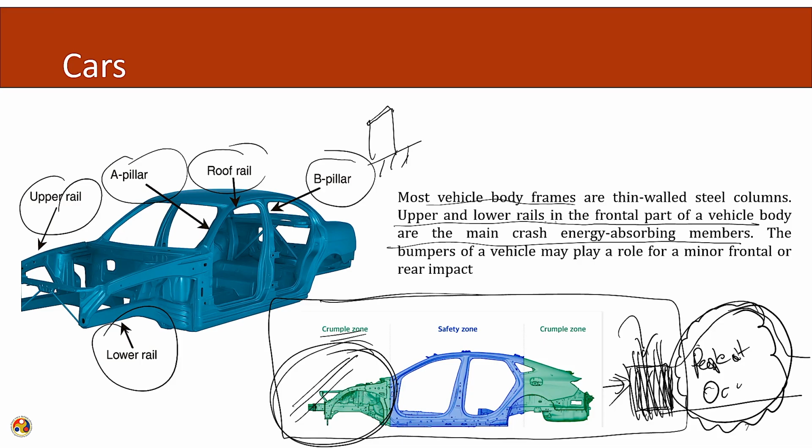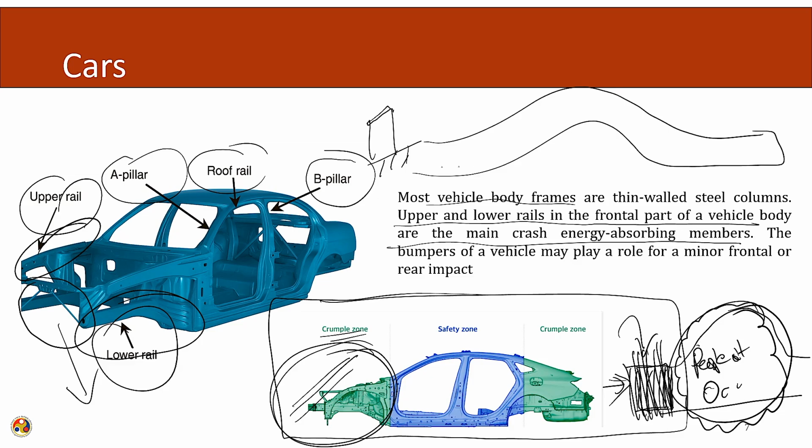So, the upper and lower rails in the frontal part of the vehicle body are the main crash absorbing systems. The bumpers of a vehicle may play a role for a minor frontal or rear impact. This portion, the bumper, might also play a role. So, what will happen to the bumper? The bumper will try to do like this, thereby absorbing the energy.